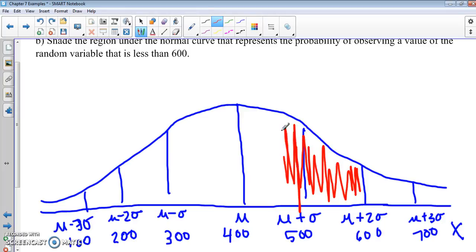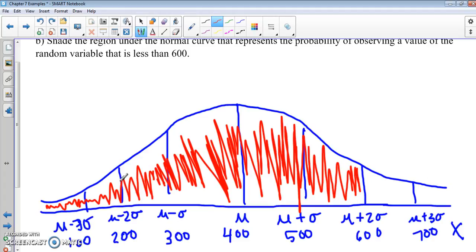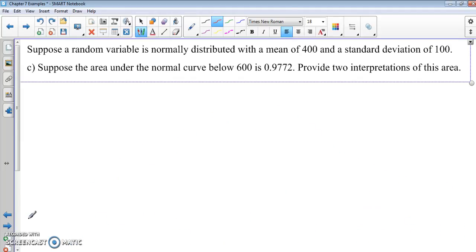So this is a good practice you want to build here. When you're working with these, talking about trying to find the probability, you want to draw out your curve and then shade the region that you're working with so you have a good representation. It'll make things easier. It'll just be a rough sketch there, but you want to make sure that you're drawing that out. So part C, let's do some interpretations.